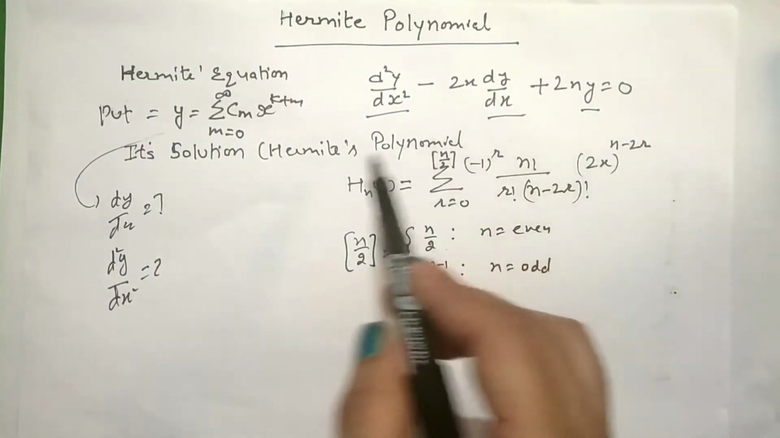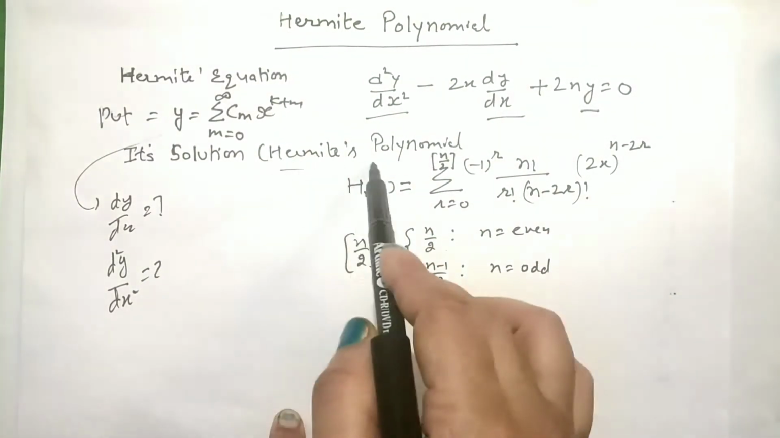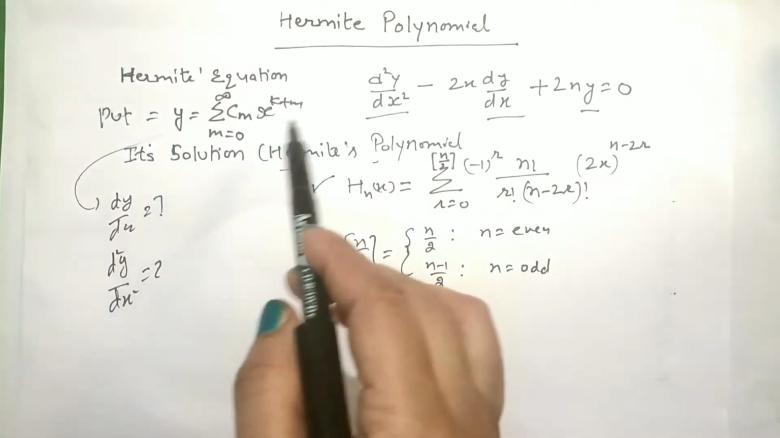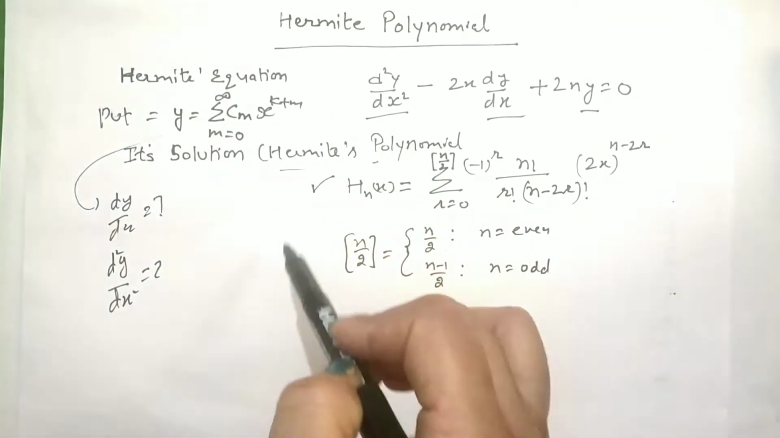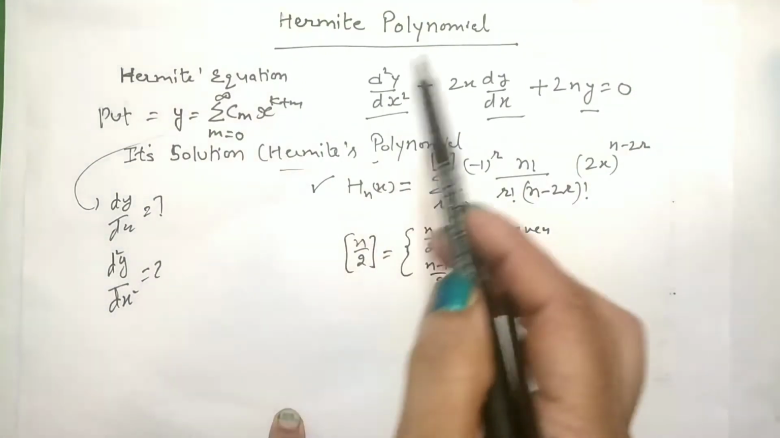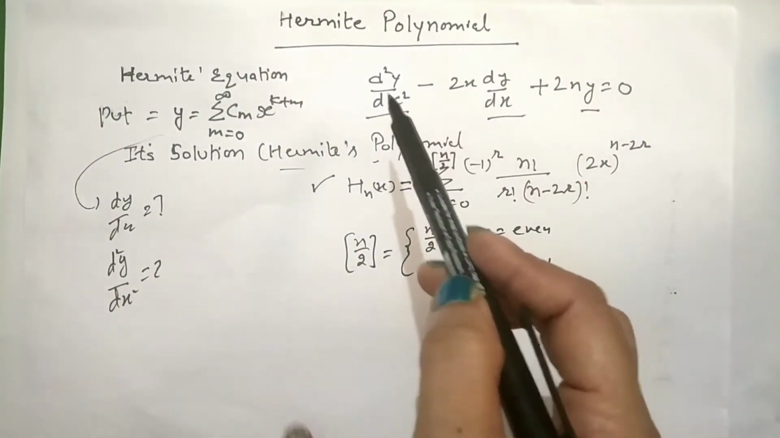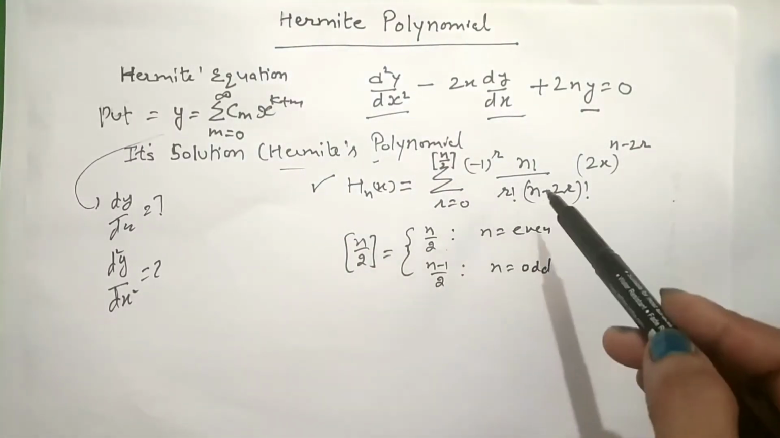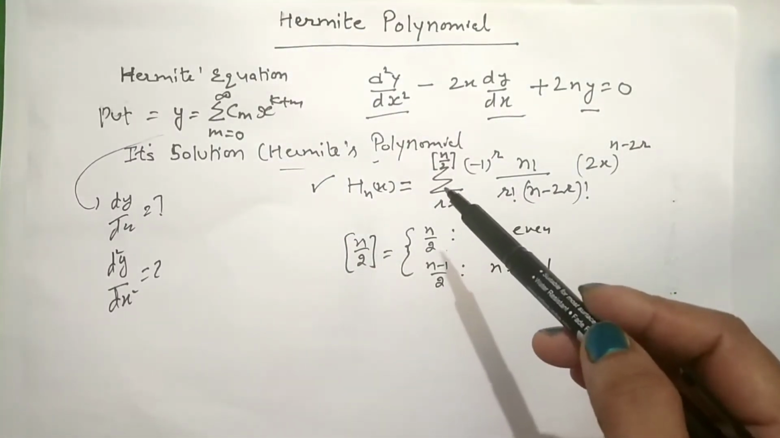The solution of this is called Hermite's polynomial, which is this. You can solve this by putting the values of y, dy/dx, and d²y/dx² in this equation and finding the solution, which must be equal to this. So this is called Hermite's polynomial.